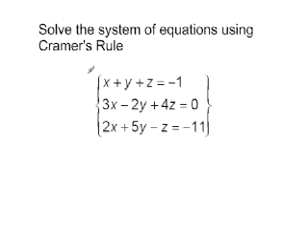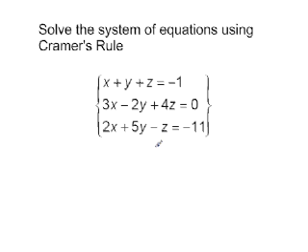Solve the system of equations using Cramer's rule. We are given the system x plus y plus z equals negative 1, 3x minus 2y plus 4z equals 0, and 2x plus 5y minus z equals negative 11.